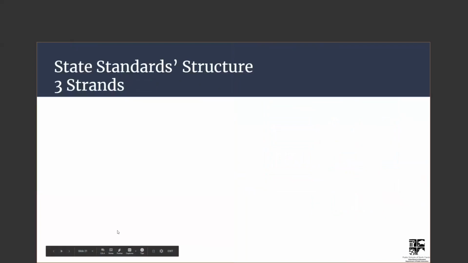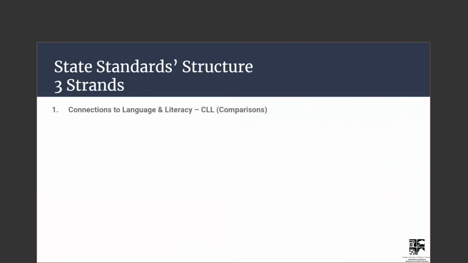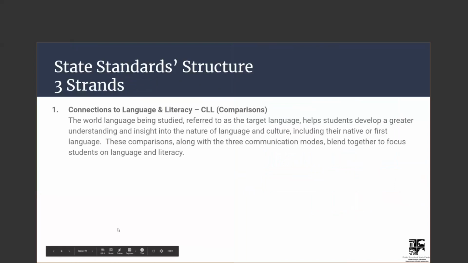So, as you know, the state standard structure has 3 strands. We have our connections to language and literacy, or CLL comparisons, and the comparisons, by the way, is the actual C that this strand aligns to. I'm going to put that up on the screen for a moment, a brief description or summary of the connections to language and literacy strand. This is straight out of our standards documents. You might have seen this before, but I'll pause a moment and let you read it to yourself.